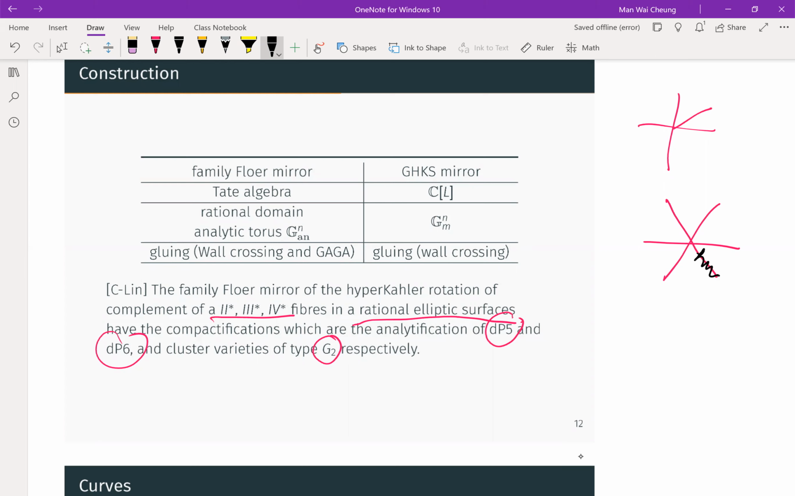Okay, good. Maybe I should pause before I go to the next part. Is that okay for this first part? Okay, good.